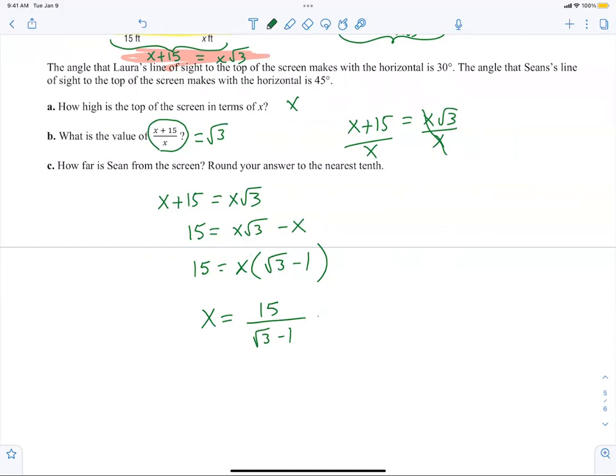Now, let's do an approximation. I'm trying to see if you can use your calculator properly now. So I want everybody to type that in the calculator and see if you can come up with the right answer.